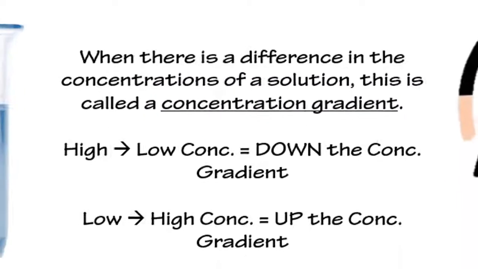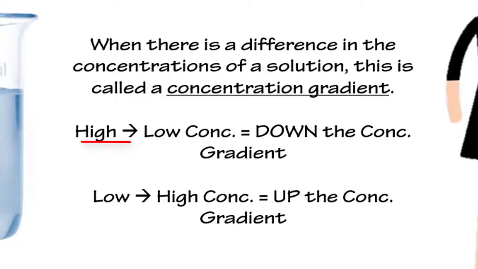When particles move from an area of high concentration to low concentration, this is called moving down the concentration gradient. This requires no energy. When particles move from an area of low concentration to an area of high concentration, this is considered going up the concentration gradient or against the concentration gradient. This process requires energy in the form of ATP.